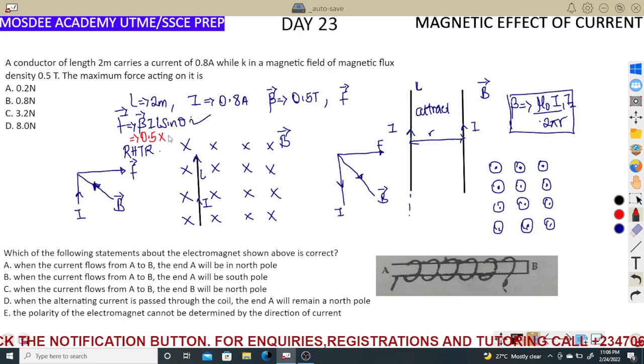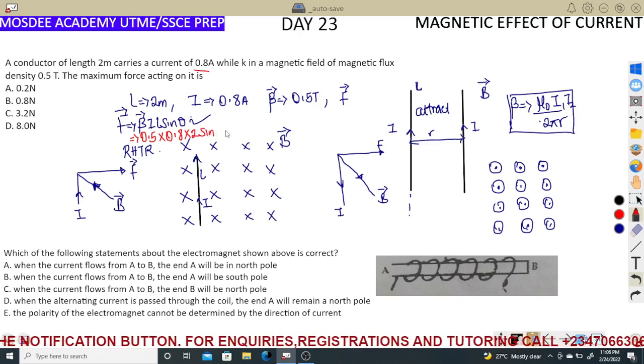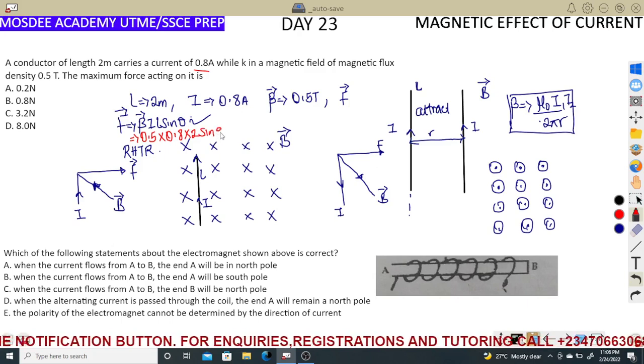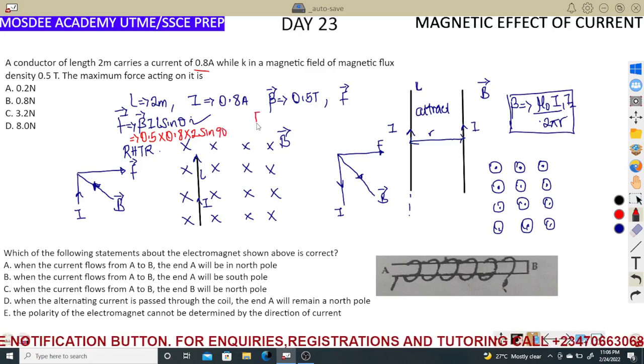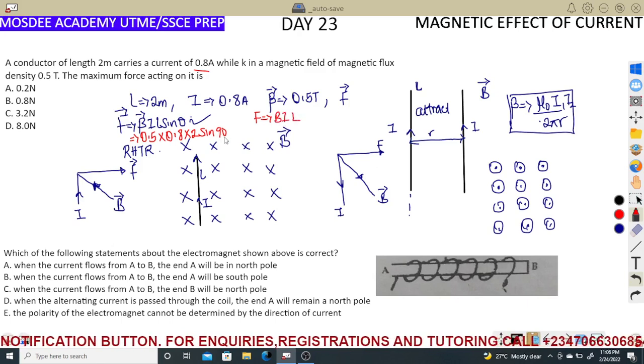The current is 0.8. The length, 2. Sine 90. Where is 90 coming from? Perpendicular is what? Sine 90, which is 1. And when the angle is not given, you can directly use BIL and forget about the angle.